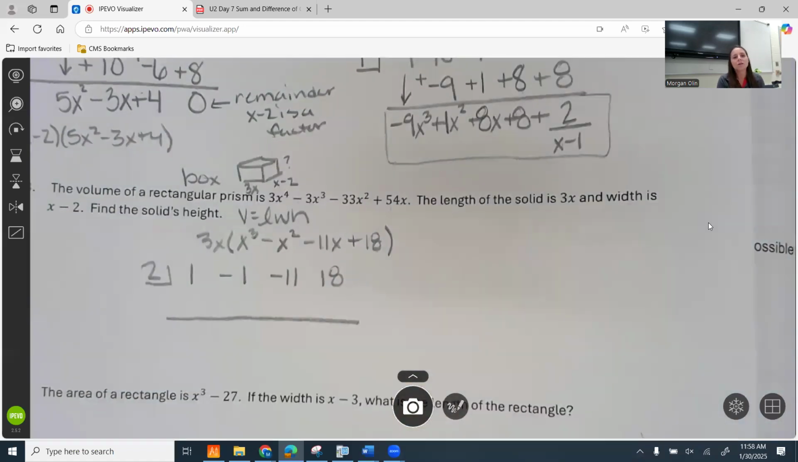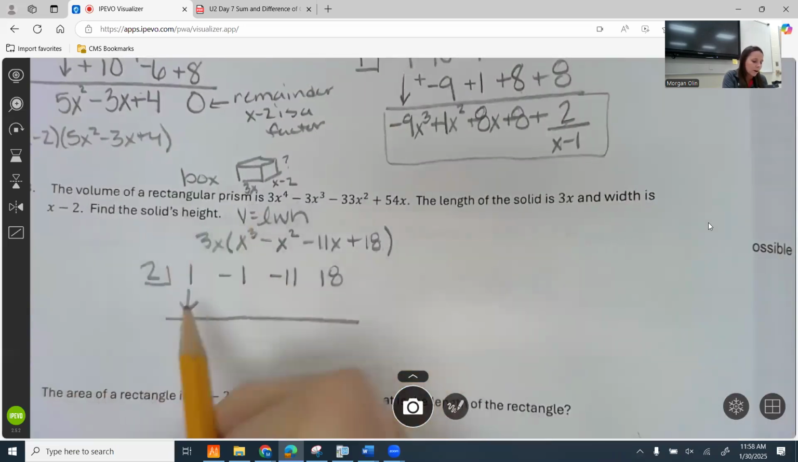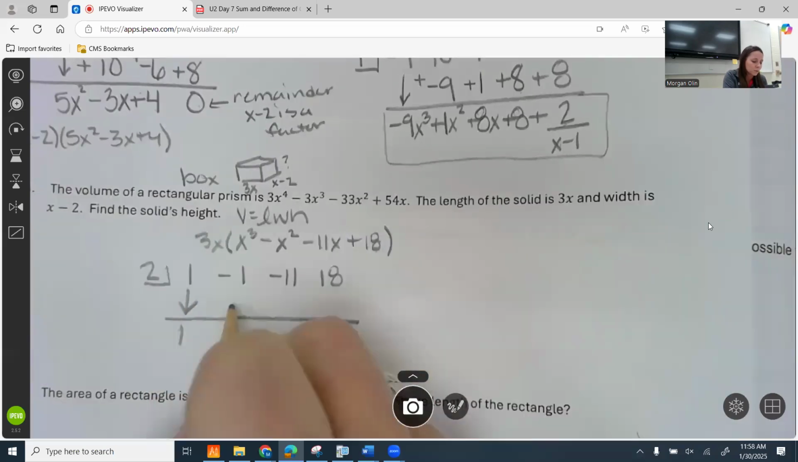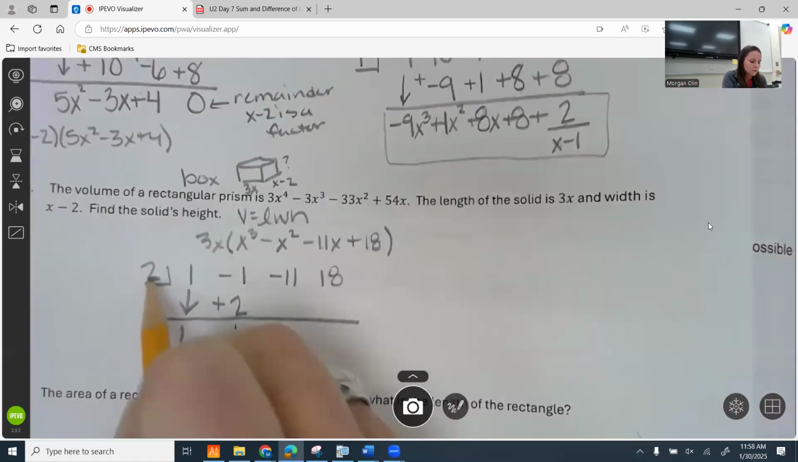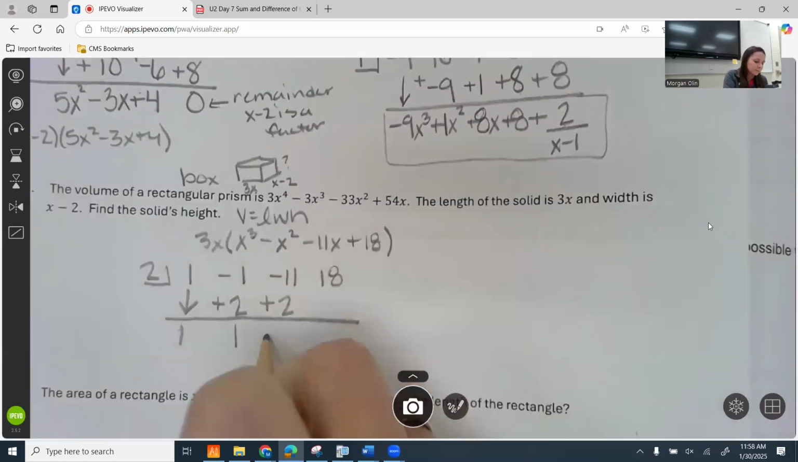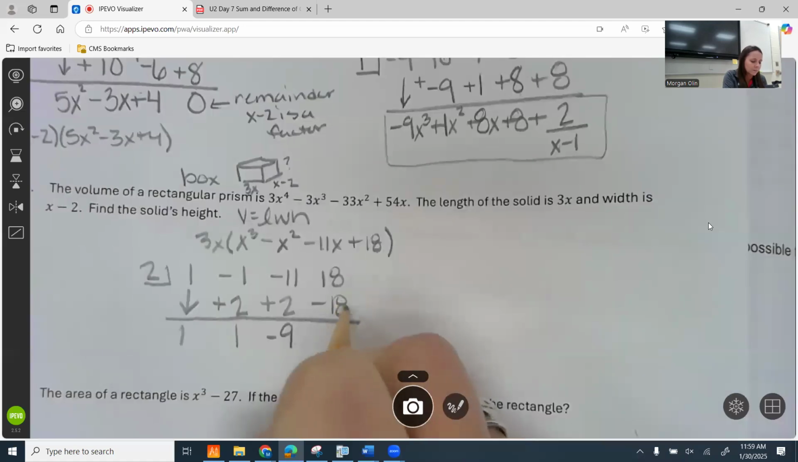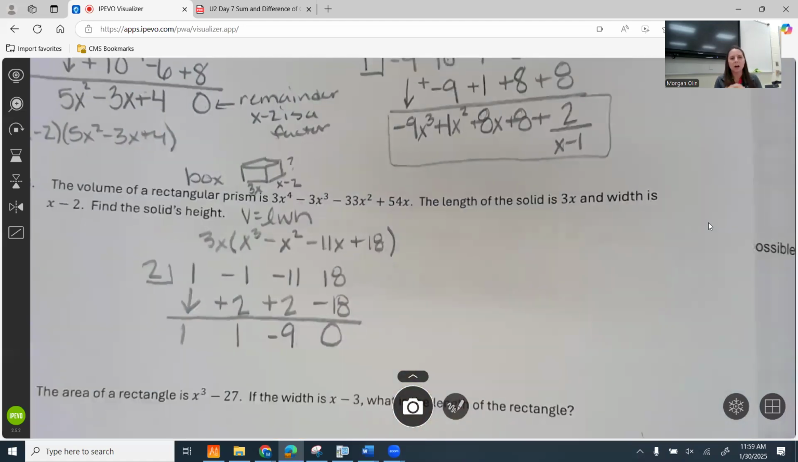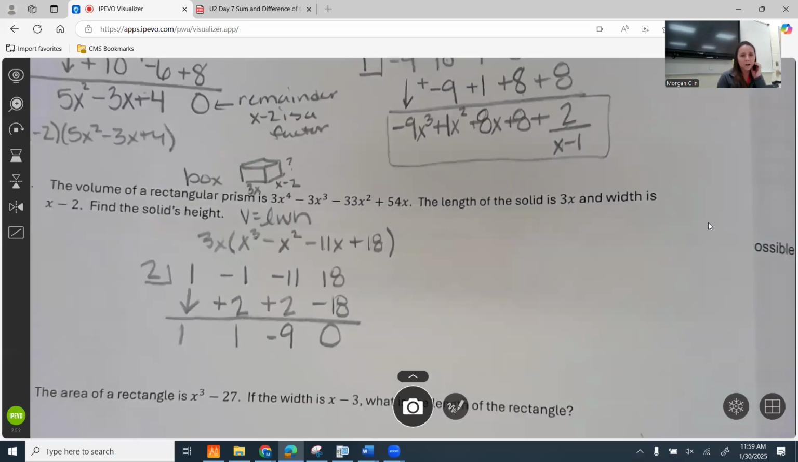So the next thing I do is I take this and I drop it down. 2 times 1 is 2, and I add. So that gives me positive 1. 2 times 1 is 2, and when I add these, I get negative 9. And 2 times negative 9 is negative 18, in which I get 0. And anytime I'm talking about these boxes or rectangles and an area, you should be getting 0. It should be a factor. Okay, so here we go.